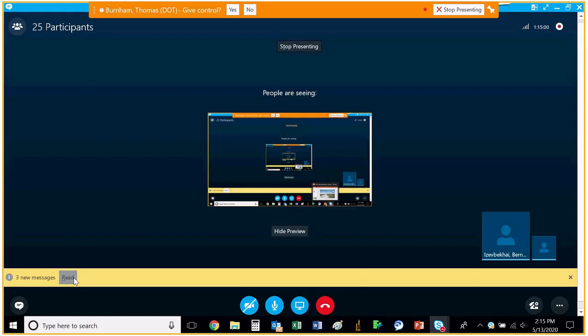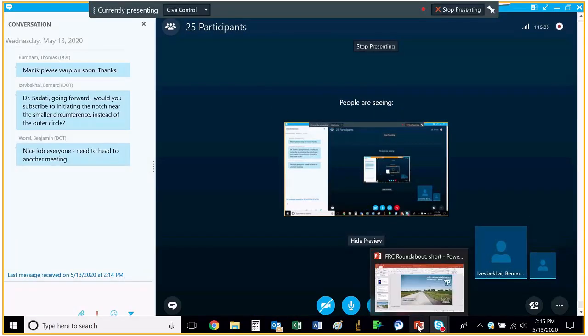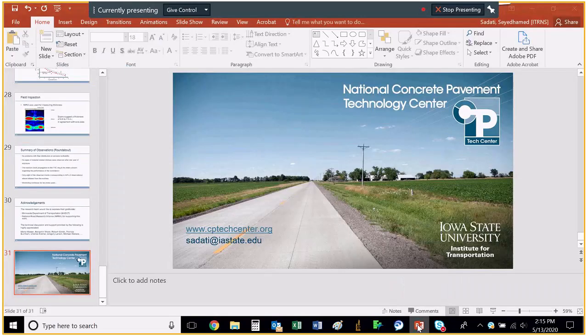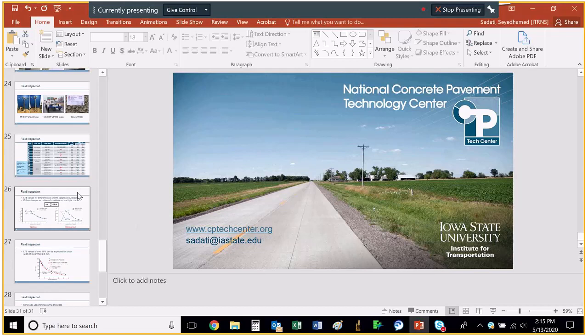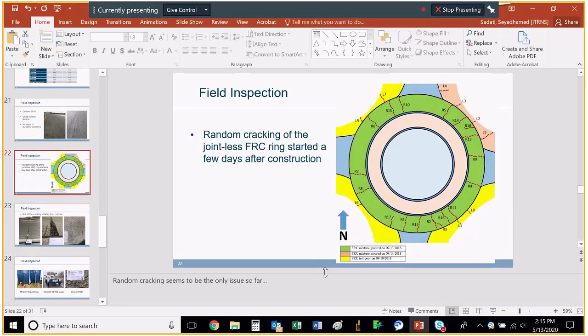So the question is, would you subscribe to initiating the notch in the inner circle rather than the outer circle going forward? If we were to do this again, would you subscribe to initiating that notch at the inner circle, that's the smaller circle, rather than the outer circle? It can be an interesting idea. Yeah, why not? It can be an option for further study.